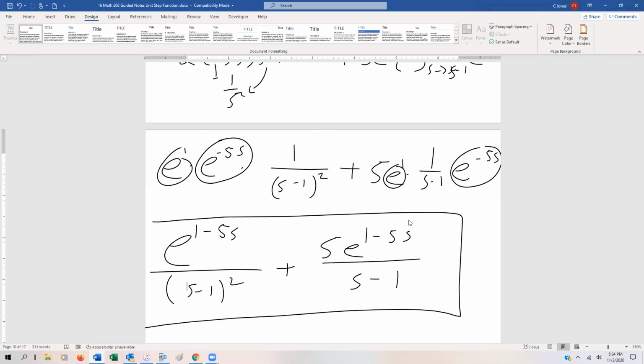Okay, so a little bit sticky being able to do these, but hopefully you can see how to use the second translation theorem in tandem when necessary with the first translation theorem and all the Laplace transforms that we've seen. Now in the next video, we're going to go backwards and we're going to take a look at the inverse Laplace transforms for unit step functions.